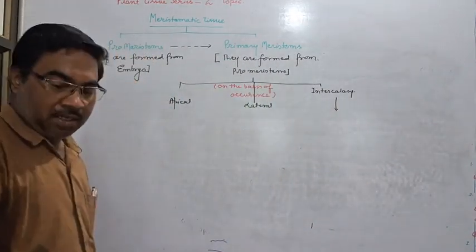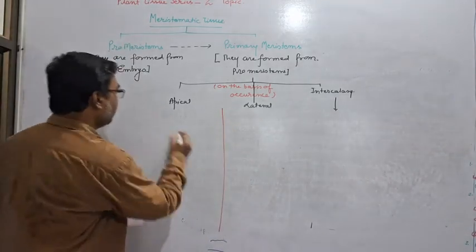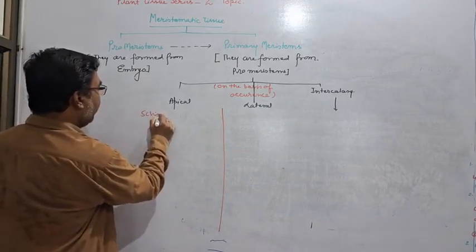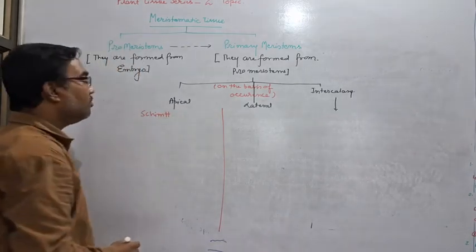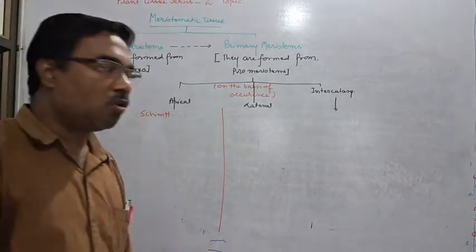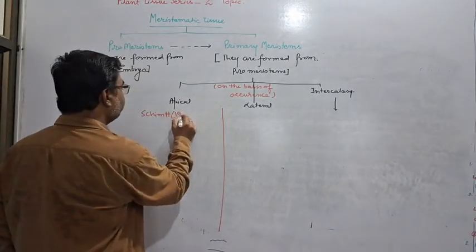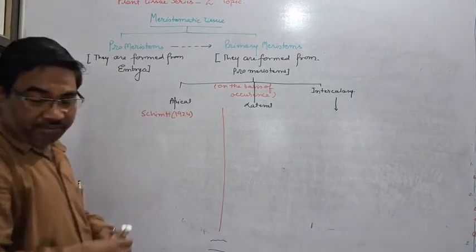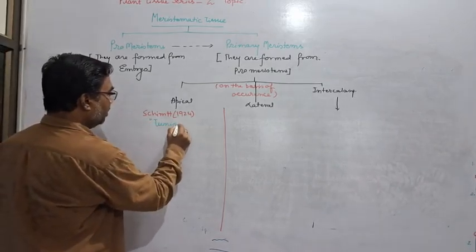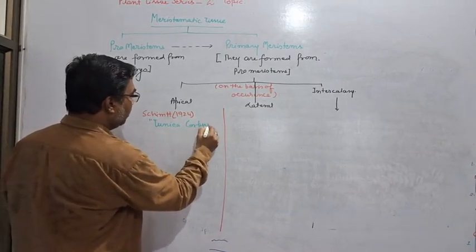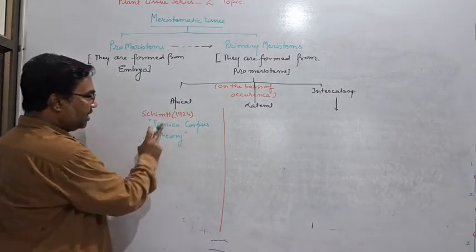Now apical. There was one scientist named Schmidt. He gave one theory. That theory was the tunica corpus theory. Tunica corpus theory was given in 1924. You must remember the name of the scientist and the theory.